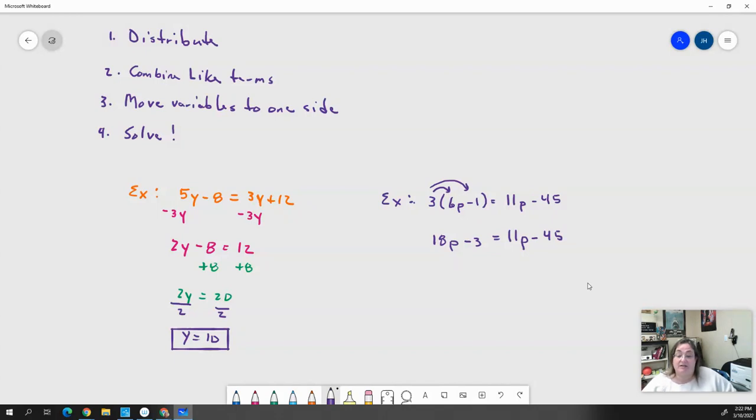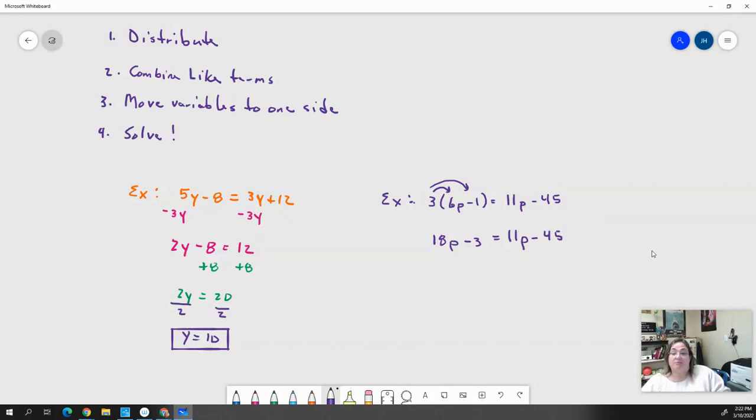And so now I would combine my like terms, but I don't have any combinable like terms on each side of the equation, right? This is an 18p minus 3. They don't both have a p component, so they can't be put together. Here on this side, I have 11p minus 45, and I have the same issue. One of them has that variable and the other one doesn't. So they can't be combined any further.